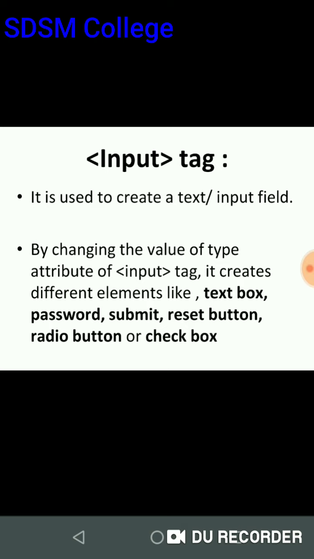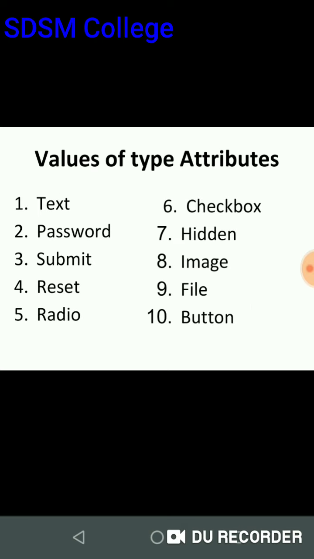The input tag type attribute can take 10 different values that we have already discussed. So again I am repeating. The input tag type attribute can take 10 different values. These are text, password, submit, reset, radio, checkbox, hidden, image, file, and button.